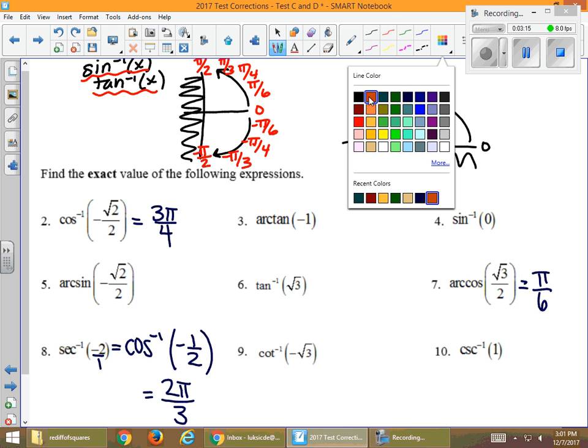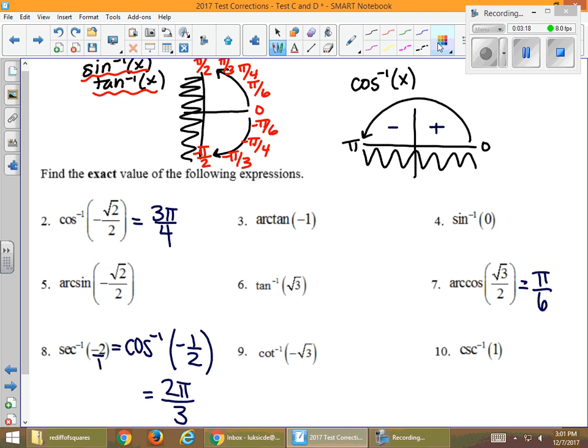I'm just picking whatever order kind of works for me. I had my cosine picture there. So again, sine is positive in quadrant 1 and negative in quadrant 4. So if I look for some sine values, the first one I see is number 4 here. Sine is 0 at 0. Sine is negative radical 2 over 2 at a fourth. And since I'm doing arcsine, I know I'm restricted just to the fourth quadrant. So my fourth in the fourth quadrant is negative pi over 4.